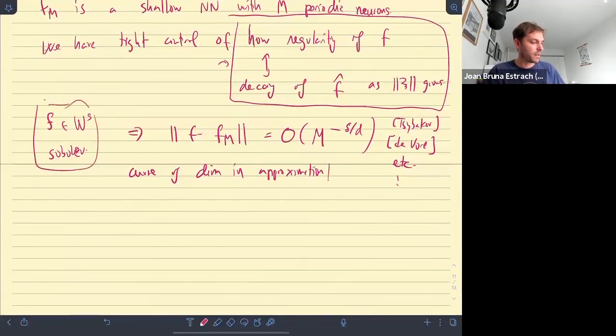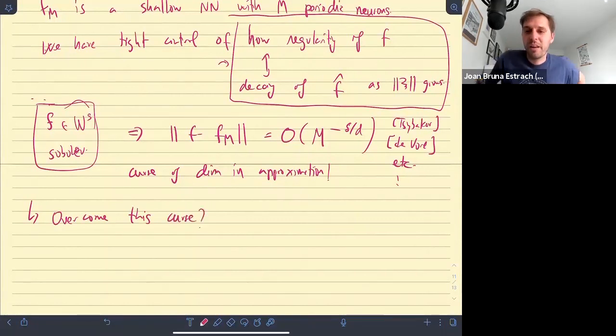So really this tool of trying to pack a lot of information about the function into a small number of coefficients doesn't play well in high dimensions, right? Because with this notion of regularity, everything I need to compress, I need to pay an exponential price in dimension. And so just as a final snippet, how can we overcome this curse? Is there some other characterization we can do even in the Fourier domain that would enable an efficient approximation?